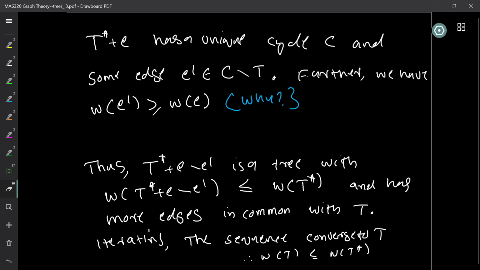Now, therefore, T star plus E minus E dash is a tree with weight less than or equal to weight of T star, and has more edges in common with T. Iterating, you get a sequence which converges to the tree T, and therefore weight of T is less than or equal to weight of T star. So that is our proof of the correctness of the algorithm.